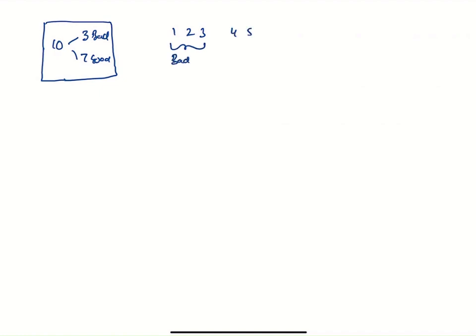So we will go back to this example of conditional probability, the example of the items in a box. There are 10 items in a box, 3 are bad and 7 are good. So 1, 2 and 3 are bad items and 4, 5, 6, 7, 8, 9, 10 are good items.